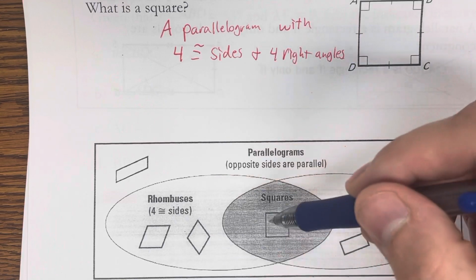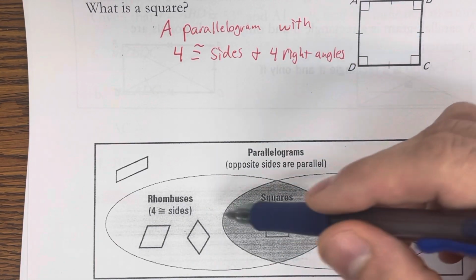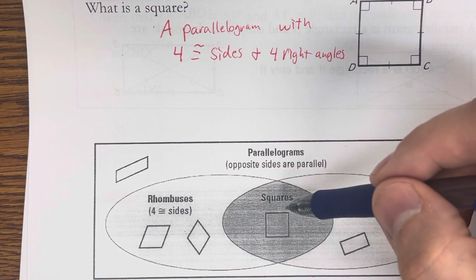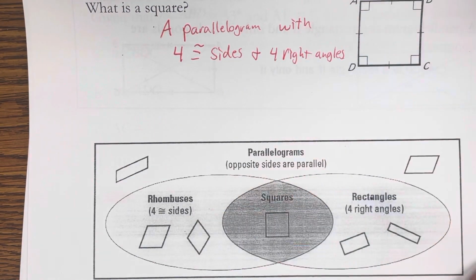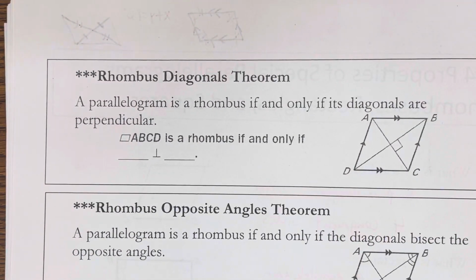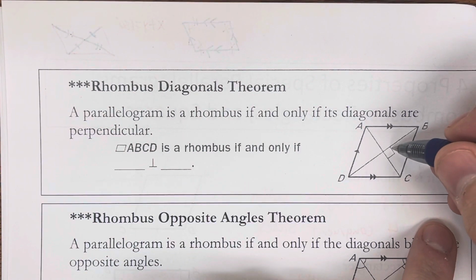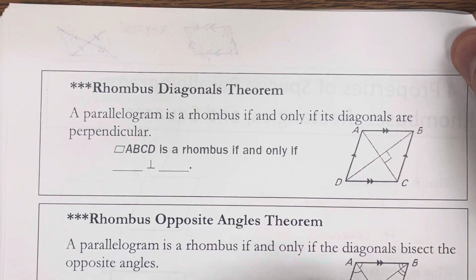Okay, same thing with a rhombus. A square is always a rhombus because a square always has four congruent sides, but a rhombus is only sometimes a square because it could have four congruent sides, but not necessarily the four right angles. So, looking at the special features of these shapes. If we have a parallelogram that's a rhombus, the diagonals are going to be perpendicular. So we have four right angles right in the middle for the rhombus.